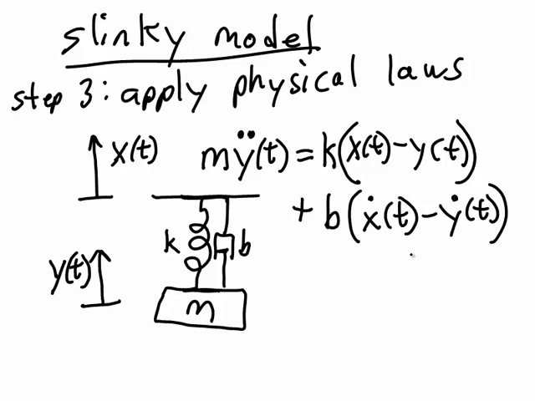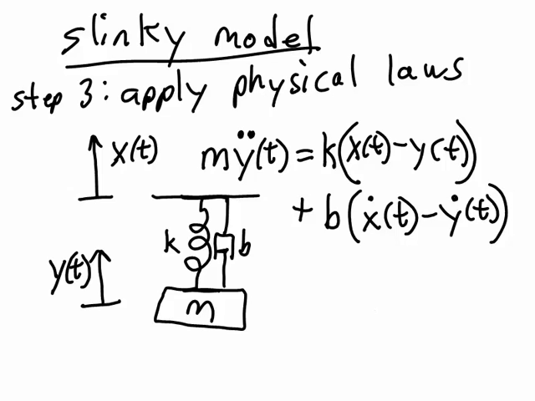Similarly, when y of t is moving faster than x of t, the damping force will be pushing the mass down. We can see that this is correct. When y of t is greater than x of t, this whole term will be negative, indicating that it is pushing the mass down.